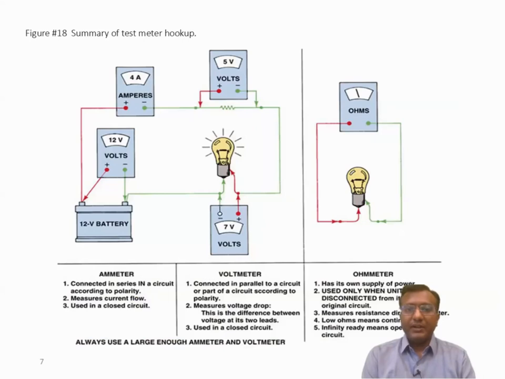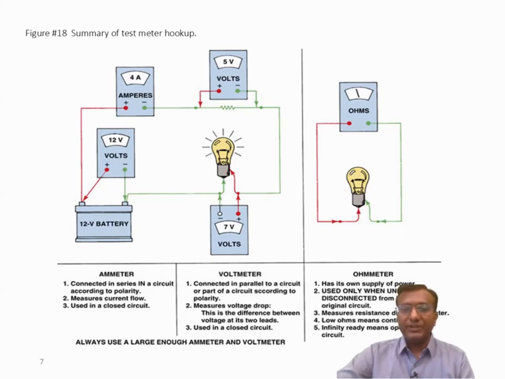In this diagram, this is a summary of a multimeter for measuring a particular circuit. Here, if I want to check the volt, I have to connect this multimeter in parallel. If I want to check the current flow through the circuit, I want to connect this multimeter in series. If I want to check the voltage drop across a load, then I have to connect this multimeter in parallel across the load.